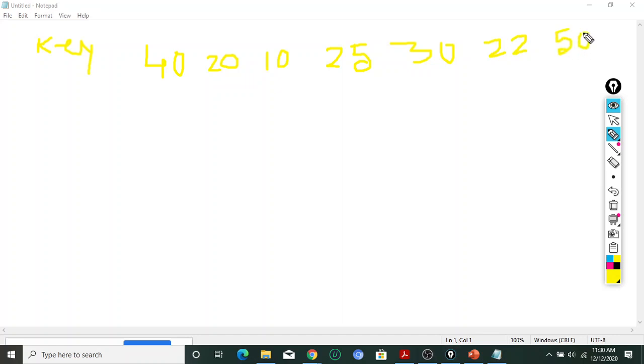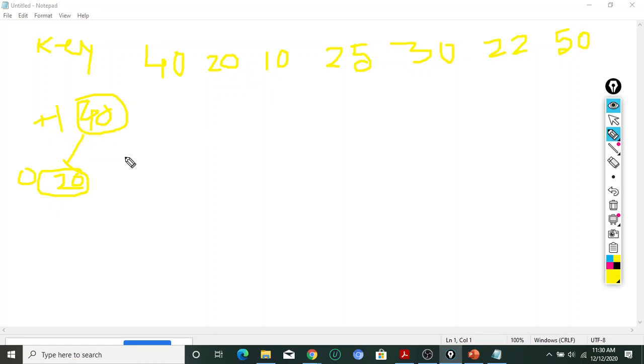Okay, so for example, these are the key values. We know that an AVL tree is a binary search tree. So first I will insert 40 here. Only one node, so it is already balanced. Next, 20 will be added to the left-hand side or right-hand side? Left-hand side. Now we will check the balance. This is 0, this is +1, that is also okay.